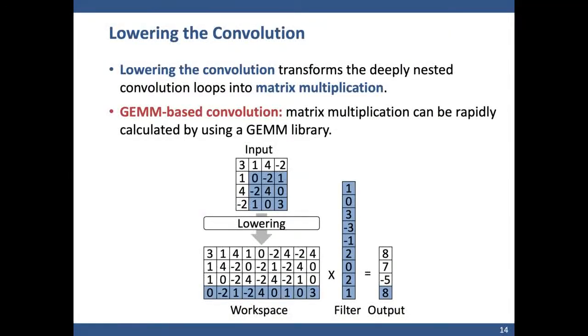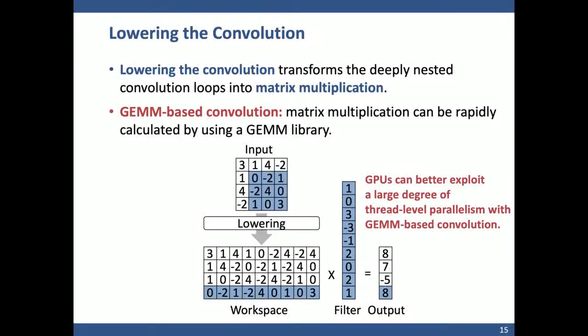Matrix multiplication can be rapidly calculated using a GEMM library, and we refer to it as GEMM-based convolution. GPUs can better exploit a large degree of thread-level parallelism with this GEMM-based convolution. Therefore, GEMM-based convolution is the general choice of convolution algorithm for GPUs.